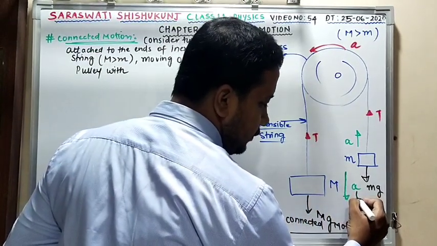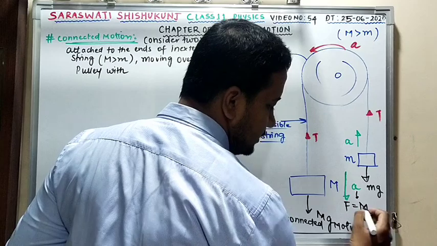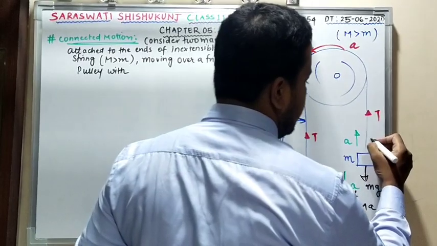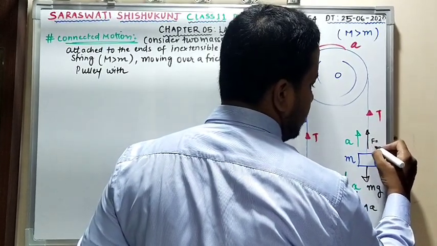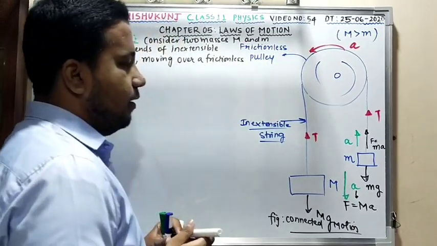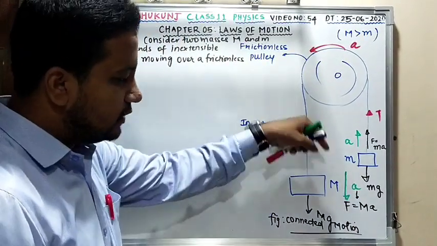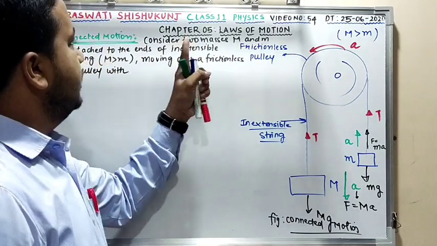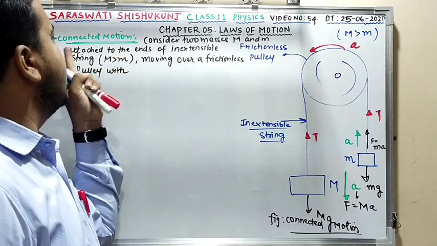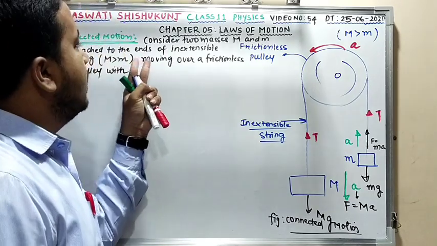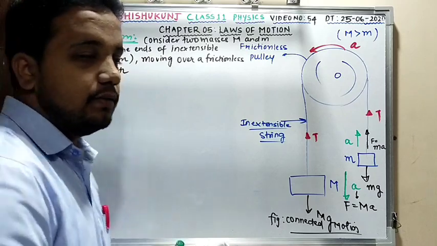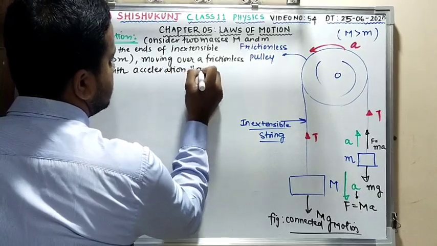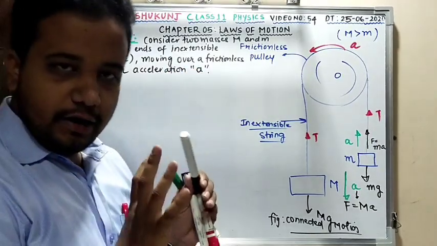The resultant force, that is capital F, is equal to mass times acceleration, small a. Clear? Resultant force over here, that is equal to what? Capital F is equal to small m into a. 100% clear? Perfectly clear. Here the force is downward, here the force is upward. Hope it is clear. Very good. So consider two bodies of mass M and small m attached to the ends of an inextensible string where M is greater than small m, moving over a frictionless pulley with acceleration small a. Till this clear? 100% clear?